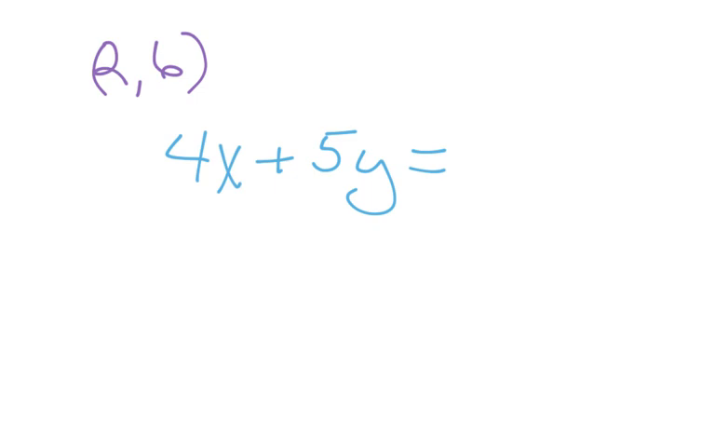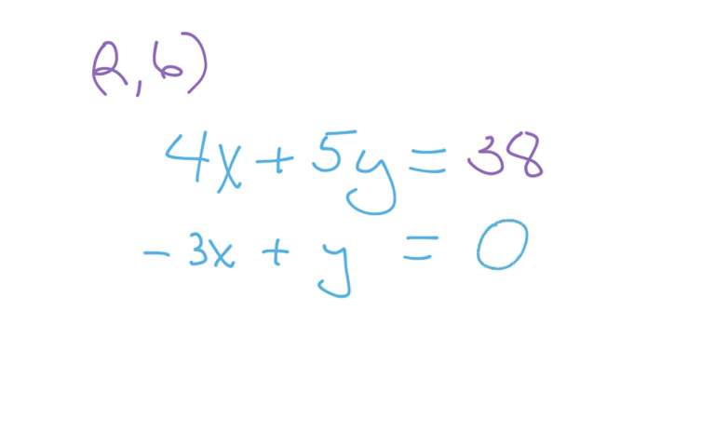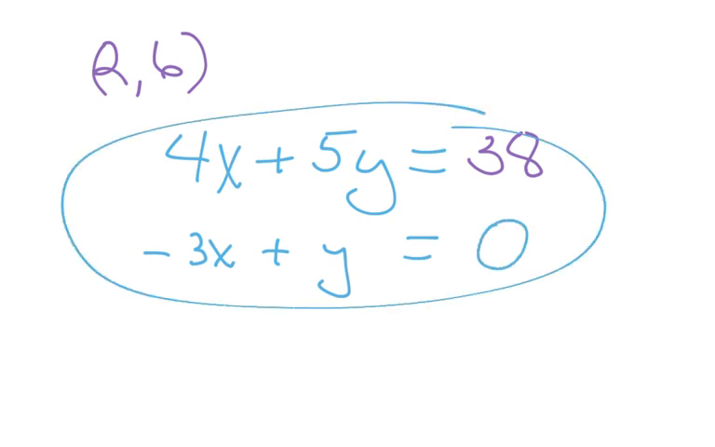So this is going to be 4 times 2 is 8, 5 times 6 is 30, so 38. And then let's say negative 3x plus y. So negative 3 times 2 is negative 6. Plus 6 for y, that gives you 0. So this would be the equation.